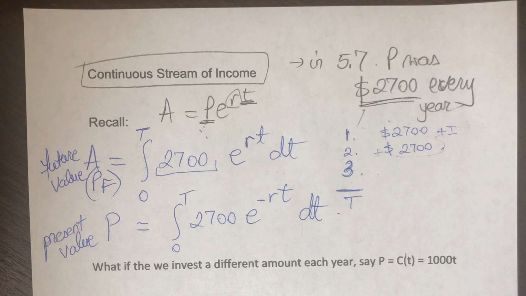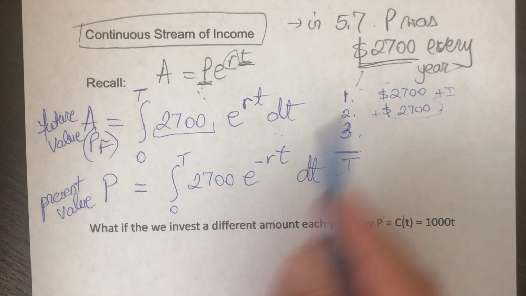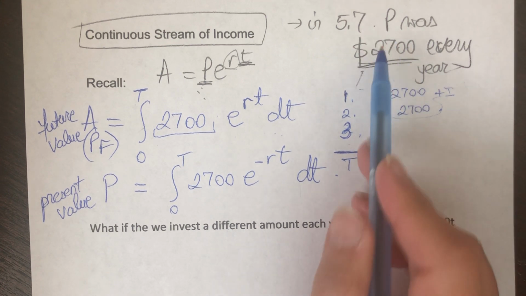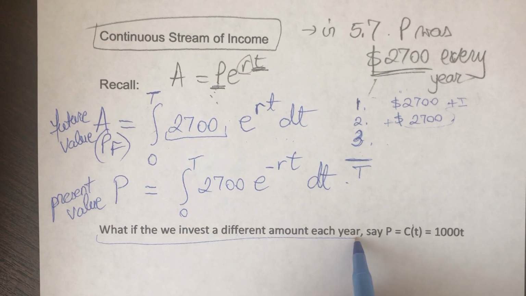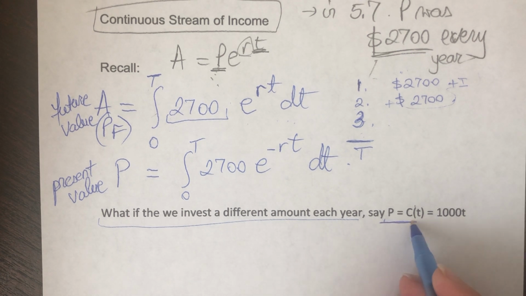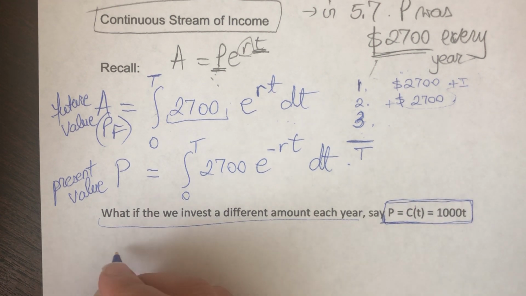Now what we want to say is this. Now that we have the integration by parts tool to be able to compute more difficult integrals, the question is, can we make this not a constant? Can we make it a function of T? So maybe it varies. Maybe you can put some money in one year, a different amount in the second year. It shouldn't be random there. There should be a function that connects them. So what if we invest a different amount each year? Say our principal is a function of T, which is 1,000 T, which means what?